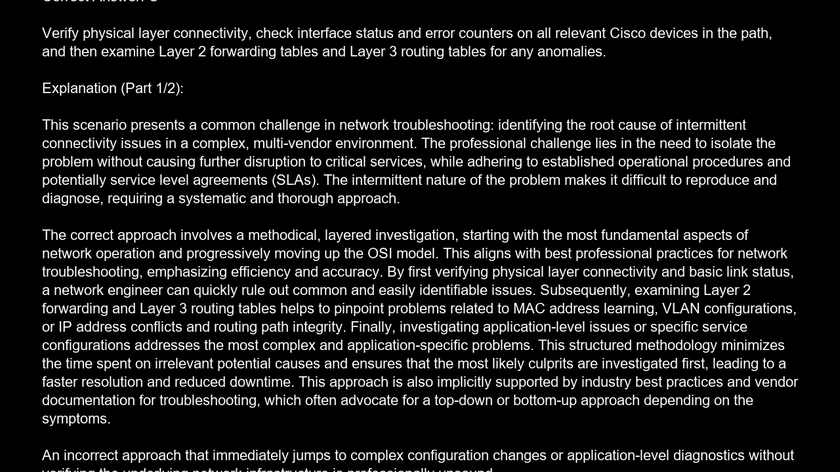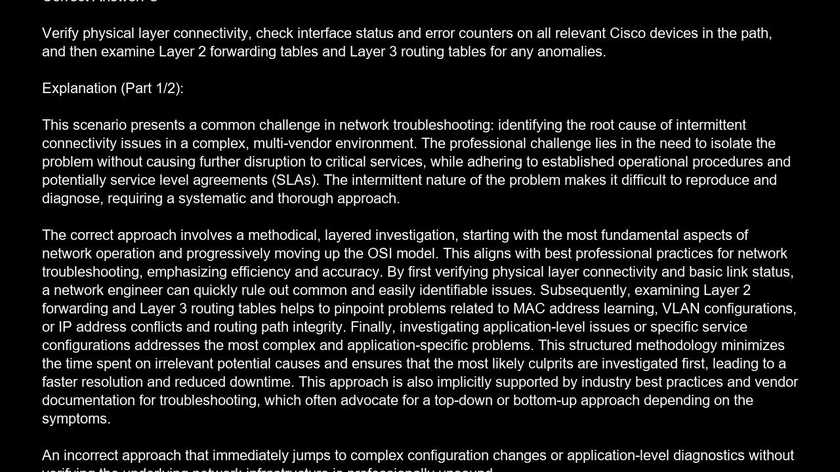Explanation. This scenario presents a common challenge in network troubleshooting: identifying the root cause of intermittent connectivity issues in a complex, multi-vendor environment. The professional challenge lies in the need to isolate the problem without causing further disruption to critical services, while adhering to established operational procedures and potentially service-level agreements, SLAs. The intermittent nature of the problem makes it difficult to reproduce and diagnose, requiring a systematic and thorough approach.